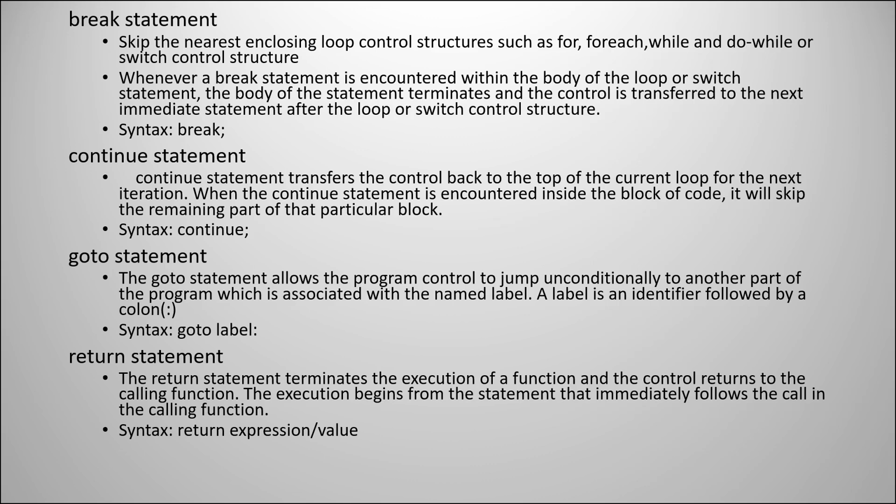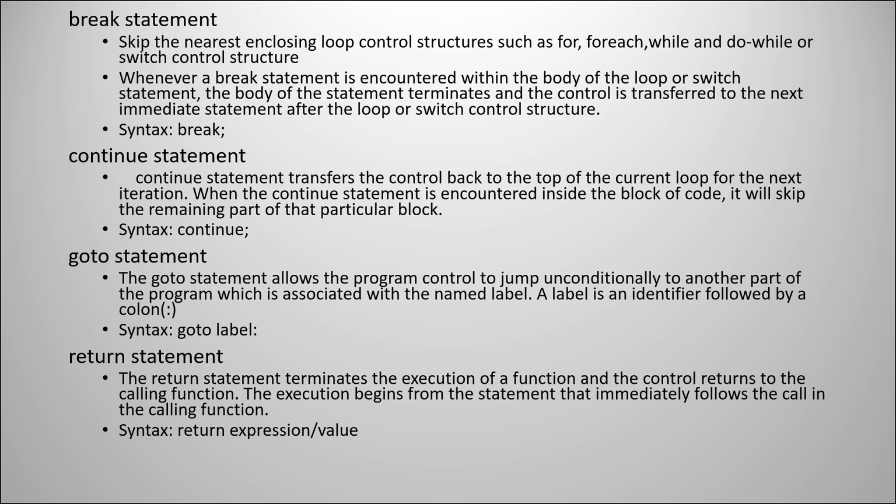And continue, it transfers the control back to the top of the current loop for the next iteration. When this statement is encountered inside the block of code, it will skip the remaining part of a particular block. Go to, this statement allows the program control to jump unconditionally to another part of the program which is associated with the named label.